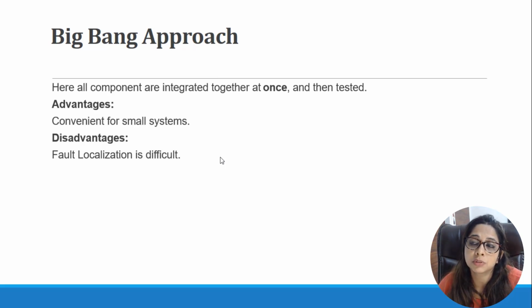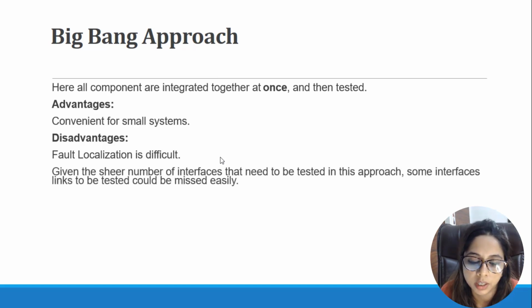Because if the system is huge and we are waiting for all the modules to get unit tested, and then we combine and then we do the testing, it's not a good idea, because when we find issues, it's very difficult to locate from which section the issue is coming, and how to resolve it. So it is only good for smaller systems, if at all. The disadvantage is that, even in a small or large system, wherever you're getting issues with this approach, it is very difficult to localize where the fault is coming from. So yes, fault localization is difficult.